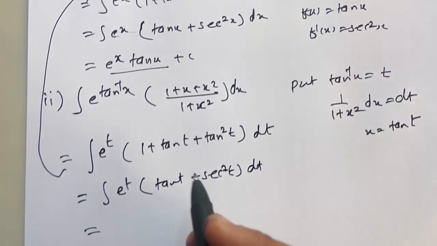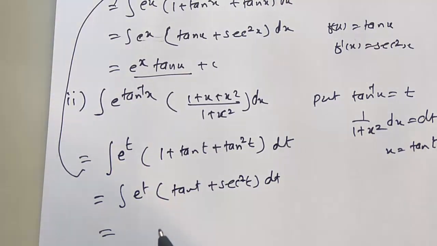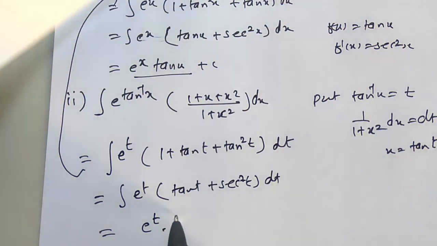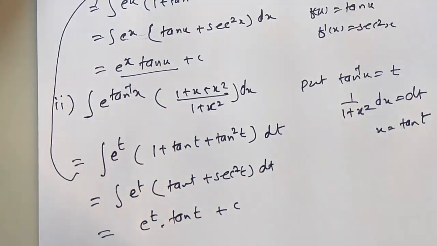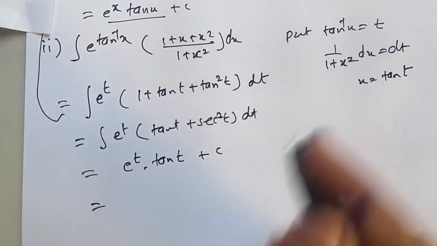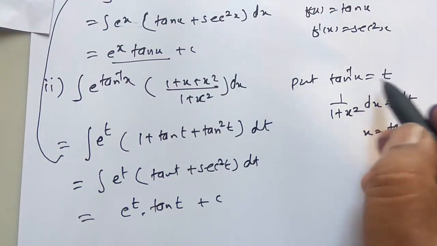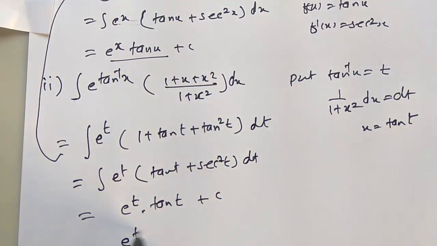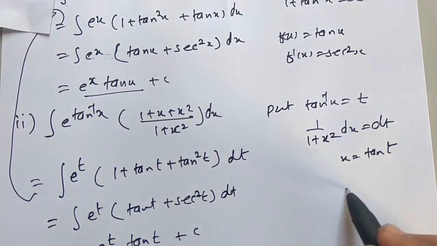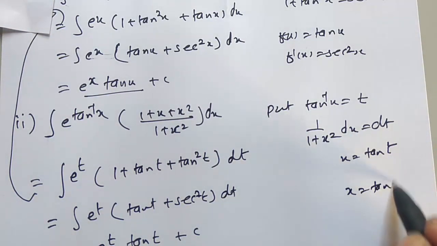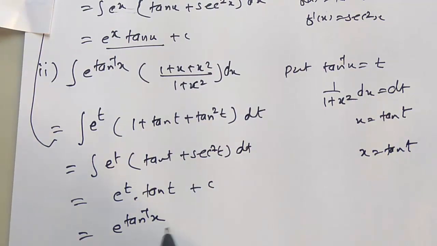So this is equal to, by the formula, e raised to t into f of t, which is tan t, plus c. Now putting the value of t equal to tan inverse of x, and x is equal to tan t, it is e raised to tan inverse x into x plus c. So this is the answer.